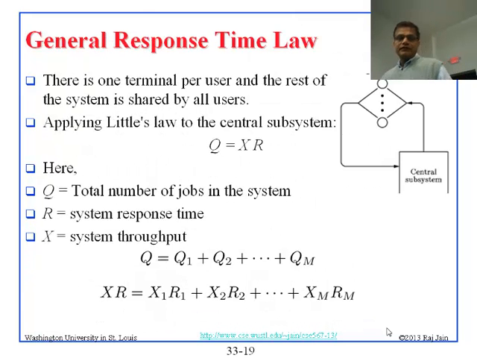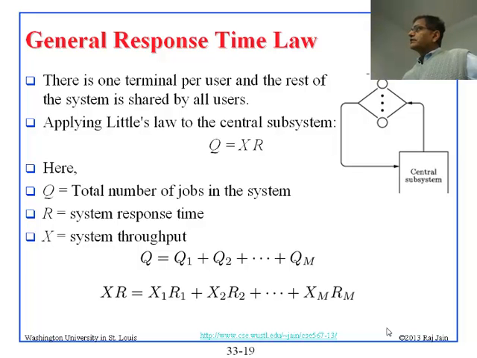So now we have the next law, which is called the general response time law. Suppose we use the central server model, the one that Buzen invented. This is even simpler. Then Q is equal to XR. The total number inside this system is equal to the throughput times R. This is basically applying Little's law to this part.